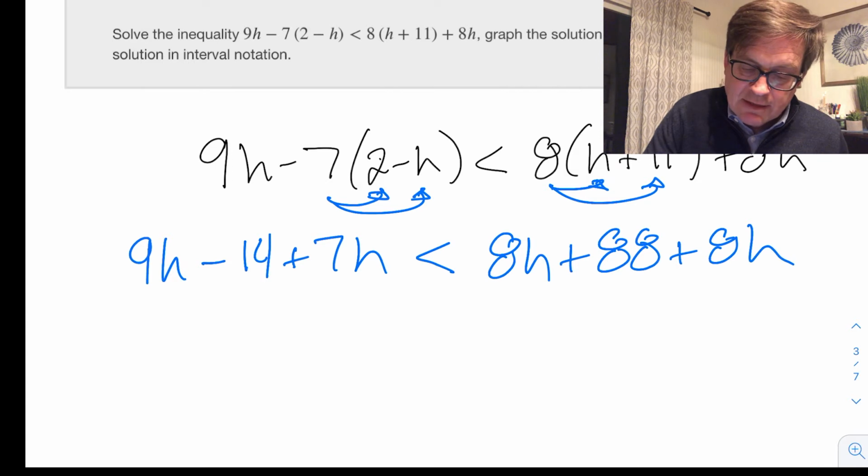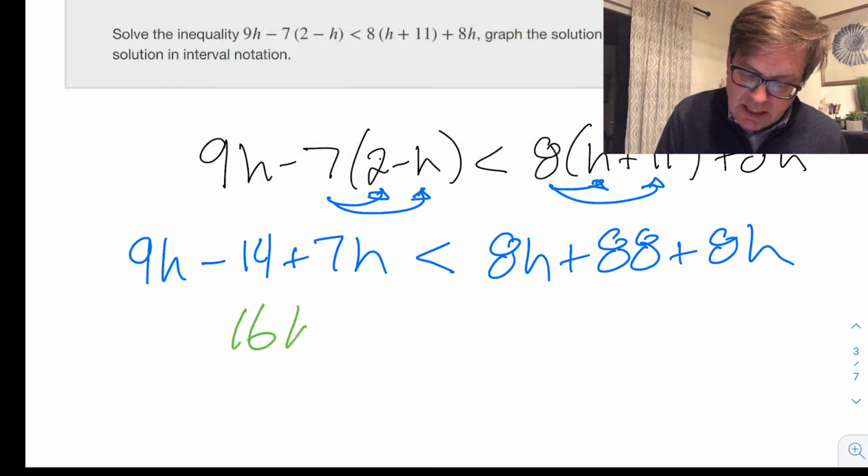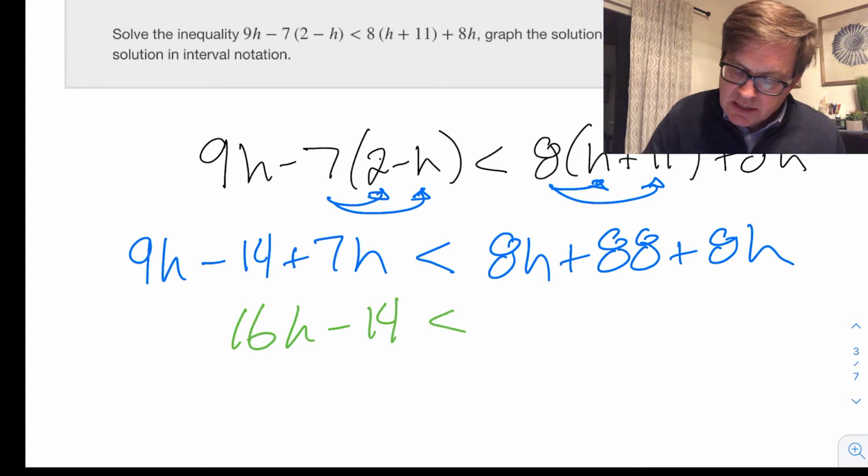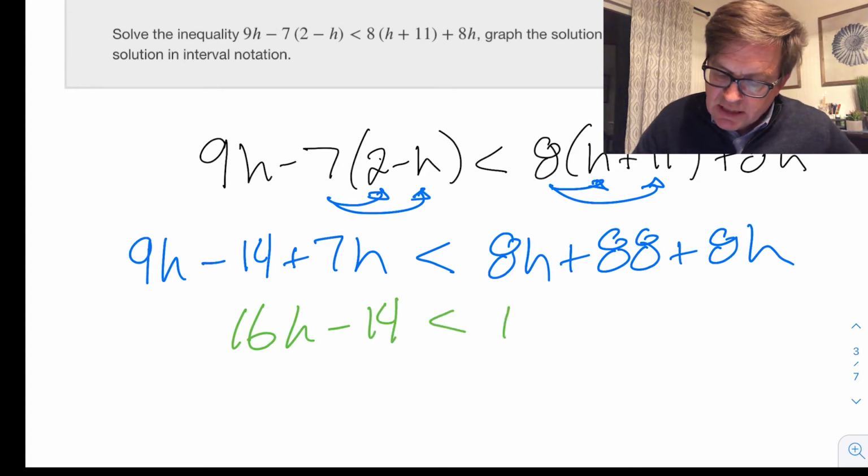Now let's combine stuff. So we've got 9h plus 7h is 16h minus our 14 is less than, and on the right-hand side we've got 16h plus 88.